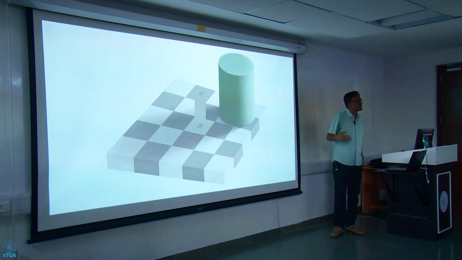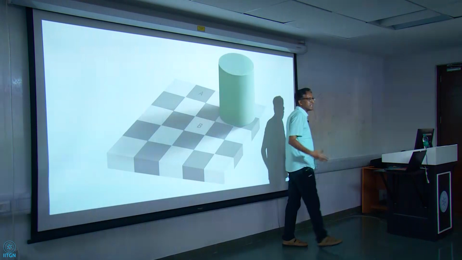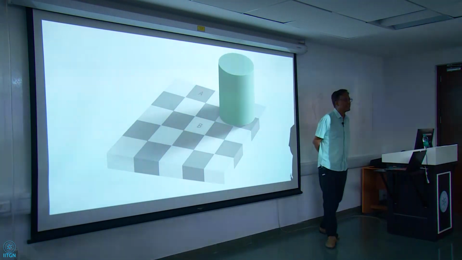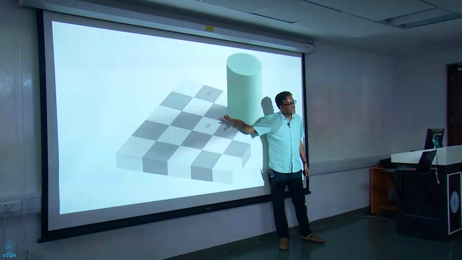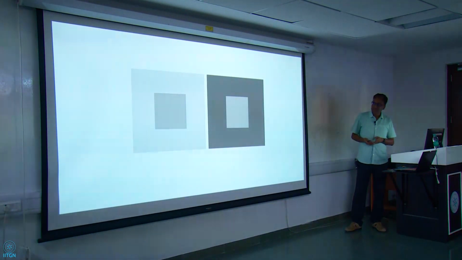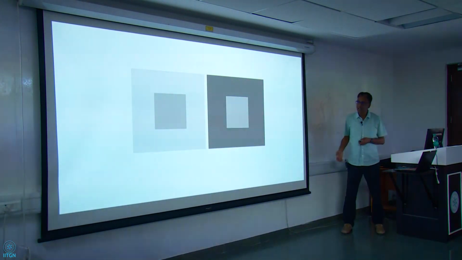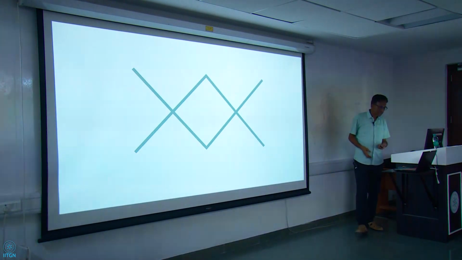So what is the eye doing here? Why do we think this is lighter than this, when they are exactly the same shade of gray? We are correcting for the shadow. We assume that because it is in shadow, we are over-correcting. Our eye is over-correcting for it. You see this gray as lighter because it is surrounded by exactly the opposite contrast, but they are exactly the same. The same thing happens with colors as well.